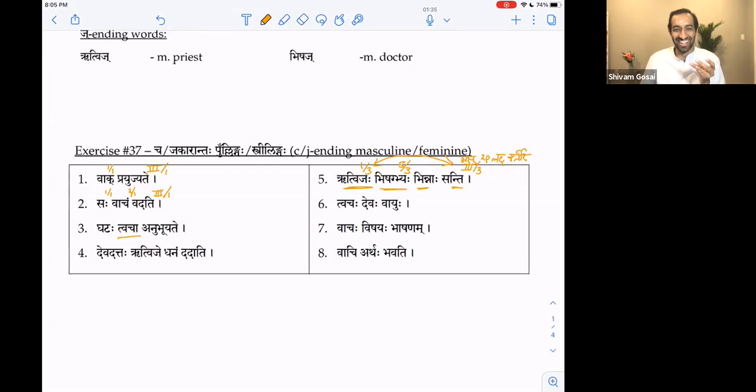Ta-bhyam bis. Ta, you see that? So that's 3-1. Yeah, exactly 3-1. Su au jas am auT shas ta bhyam bis. So that, twacha. So 3-1. Anubhu means bhu and anu together means to experience. So the pot is experienced twacha, by the skin.